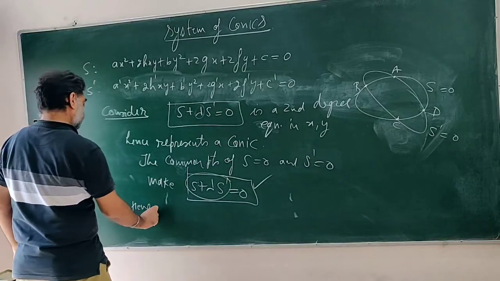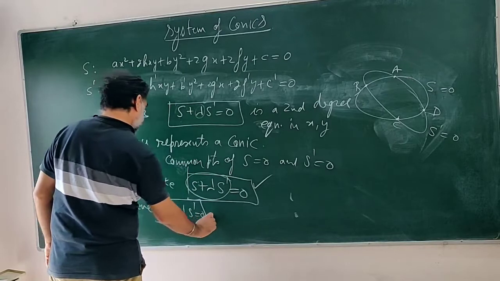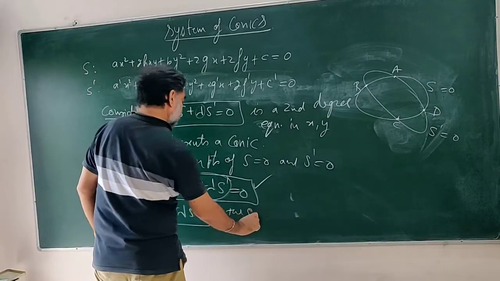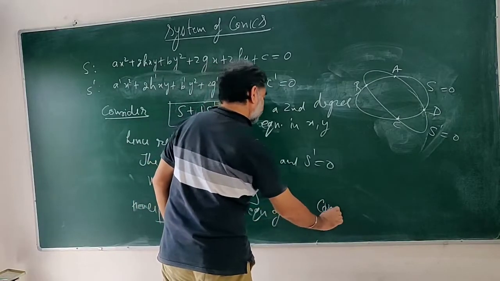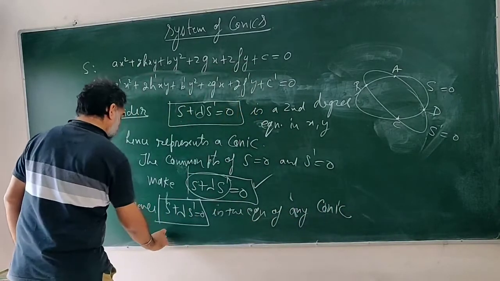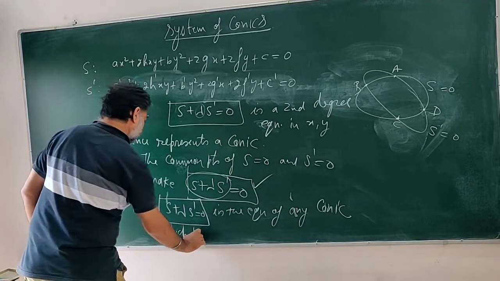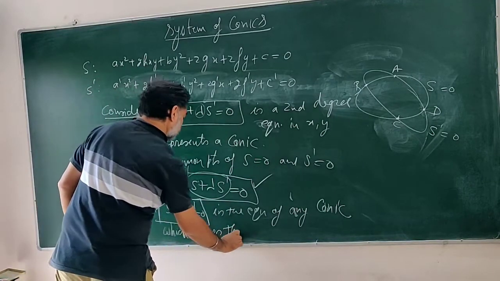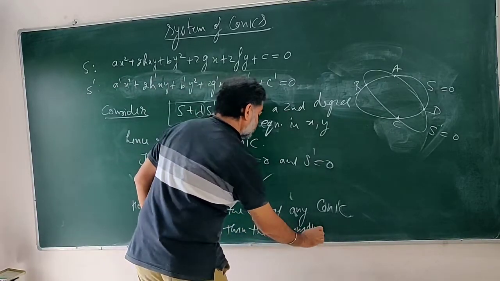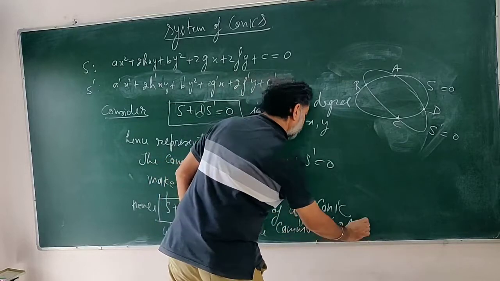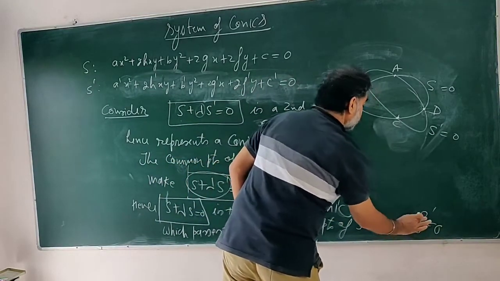So the equation S plus lambda S dash equal to 0 is the equation of any conic which passes through the common points of S equal to 0 and S dash equal to 0.